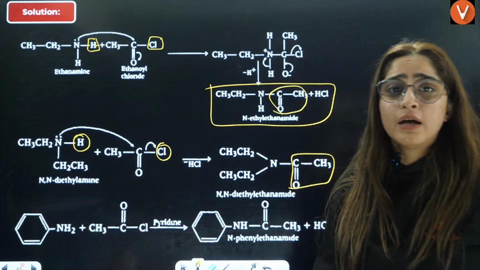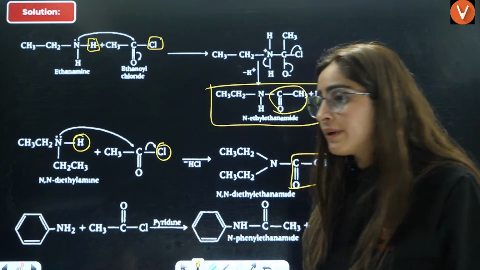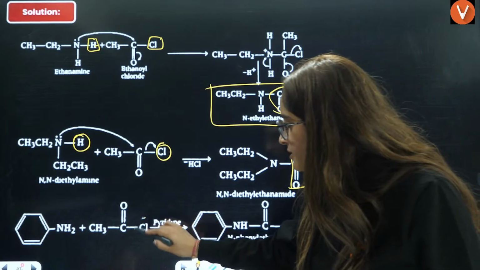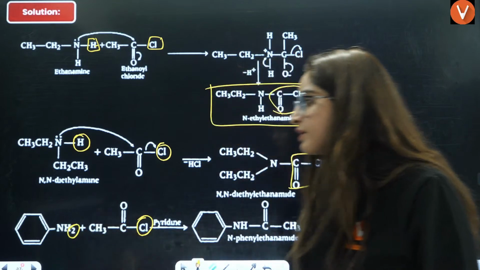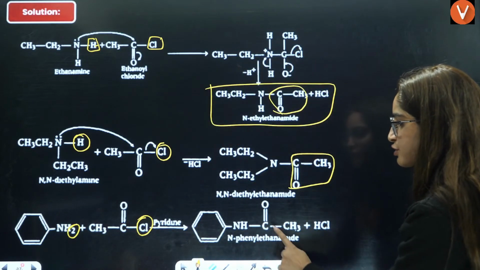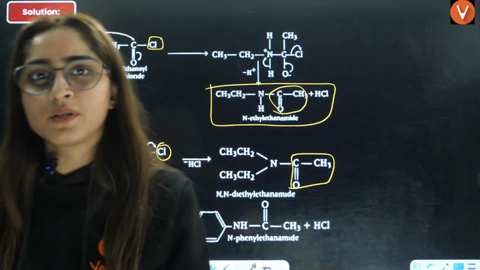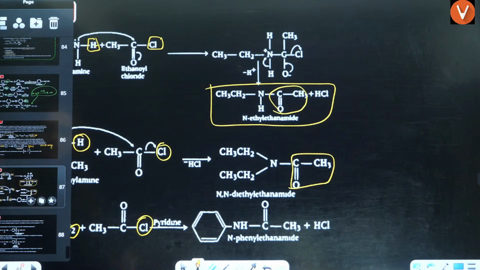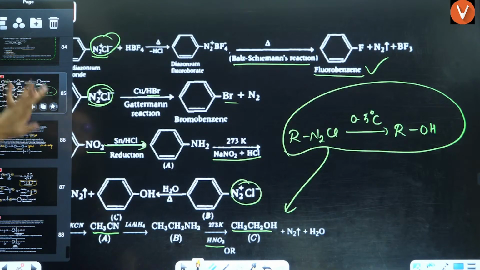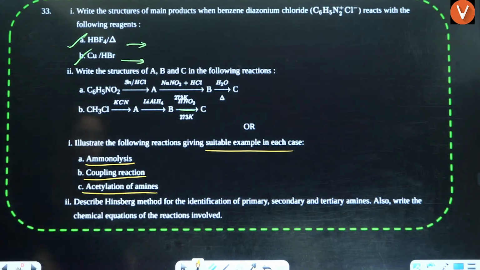Then you have aniline. Now again what will happen? This Cl and this hydrogen here will be replaced, and instead of that hydrogen, you will have the formation of COCH3. That is basically acetylation. Three examples we have seen here. Okay. Next question, what they are saying. This also we have done.